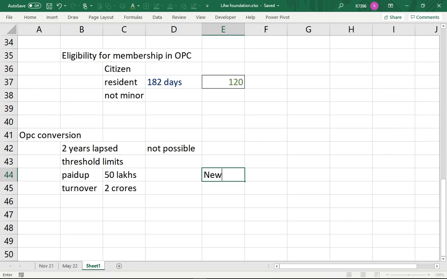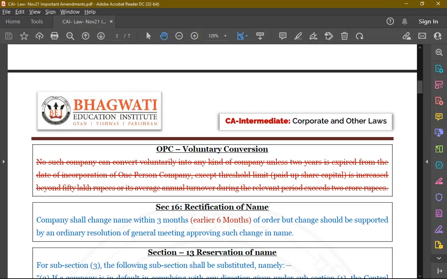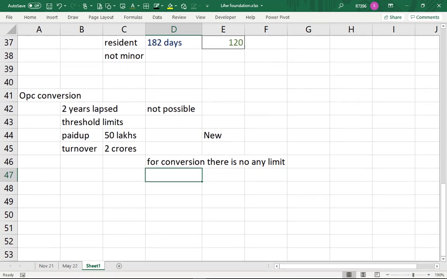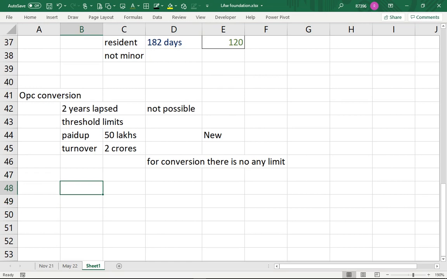Now what is the new provision? New provision here, from the material you can see this whole paragraph. That means the requirement of 50 lakh rupees and the requirement of 2 crore rupees turnover is totally repealed. Repealed means deleted. That provision they have removed altogether. That means today for conversion there is no limit. So without any limit, students, you can convert your OPC to any other form of company. So today, whatever turnover you have, whether it is 50 lakhs, 2 crores, 5 crores, or 1 lakh only, without waiting for any period, you can convert your OPC to any other form.